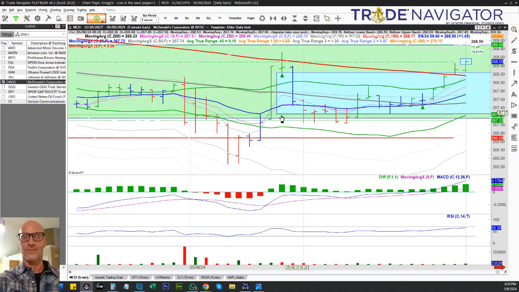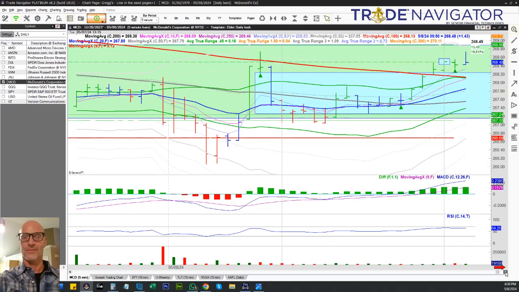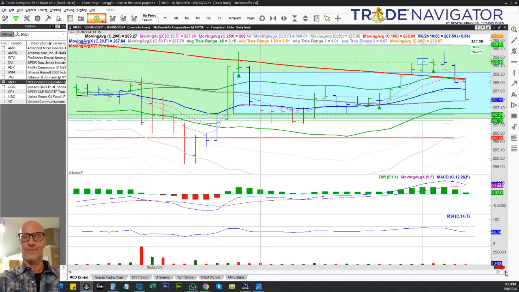So nice gain, entry at 267.24, out at 268.49. Was about an hour, but hey, nice trade, right? And it was a high probability trade. And then I got out here at 268.49. And then look, got out. It's like, oh, I nailed that.